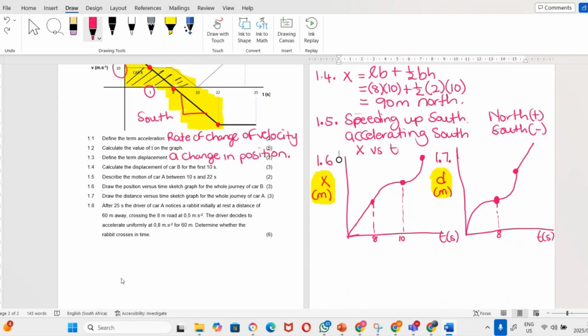And so this is not good, what car A is doing. Why would you accelerate if you are seeing a rabbit? Okay, definitely the driver of car A wants this rabbit as a meal.